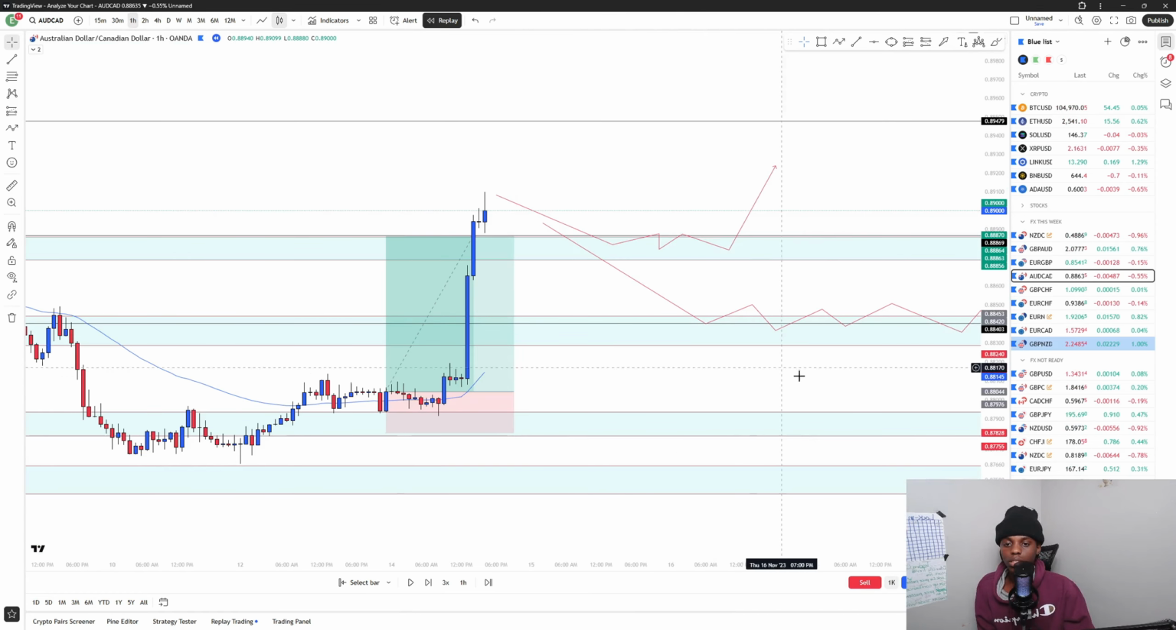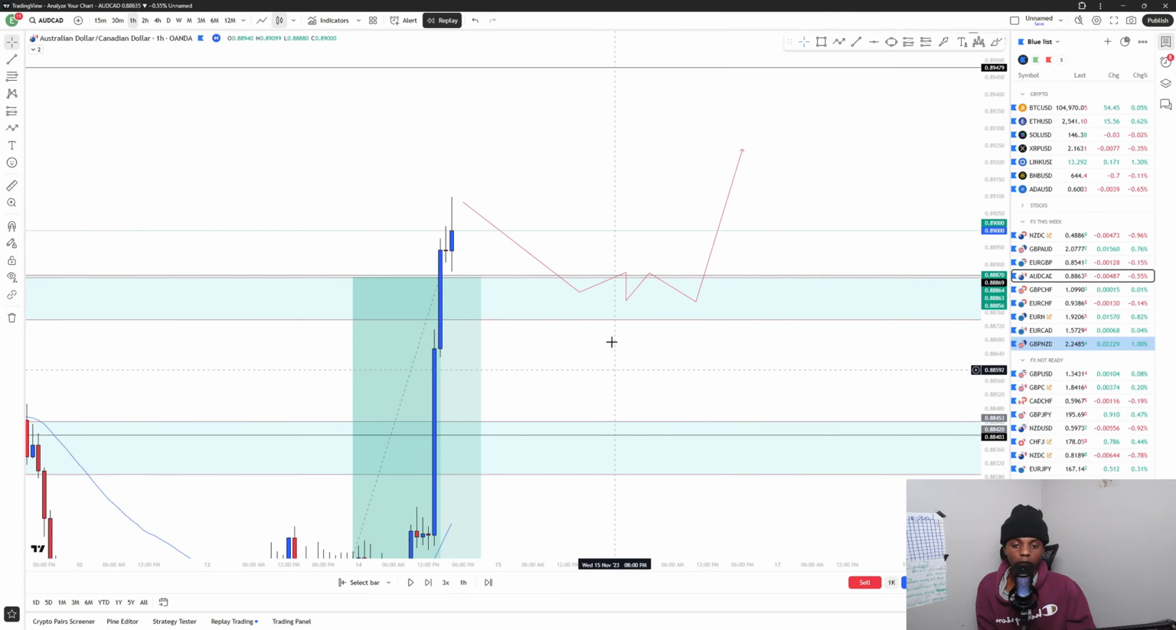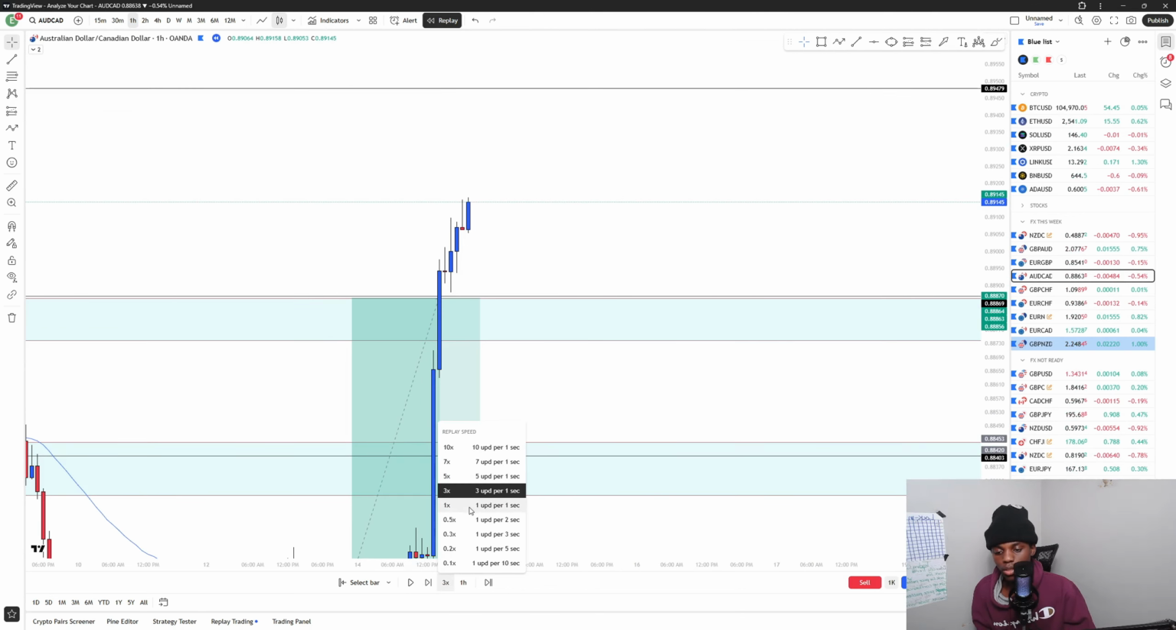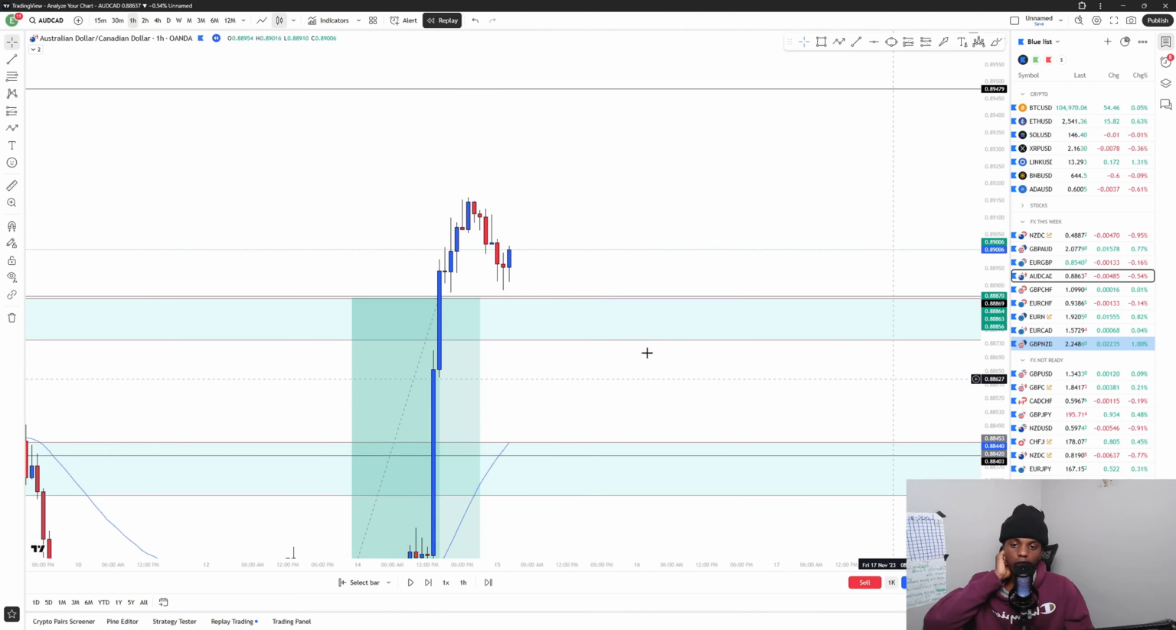Okay, let's see what this does. Let me put this on 1x. It might not pull back. If it doesn't pull back, I might just go to another pair. Okay, never mind. It is pulling back. But I need this to make it to the area of interest perfectly.